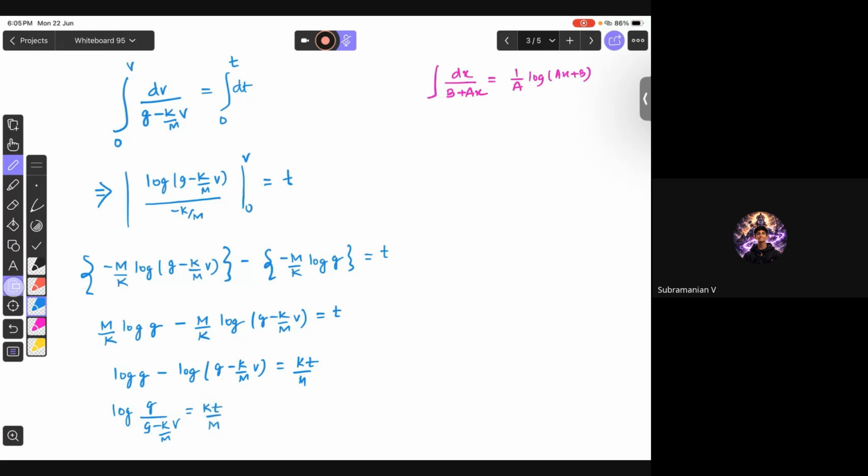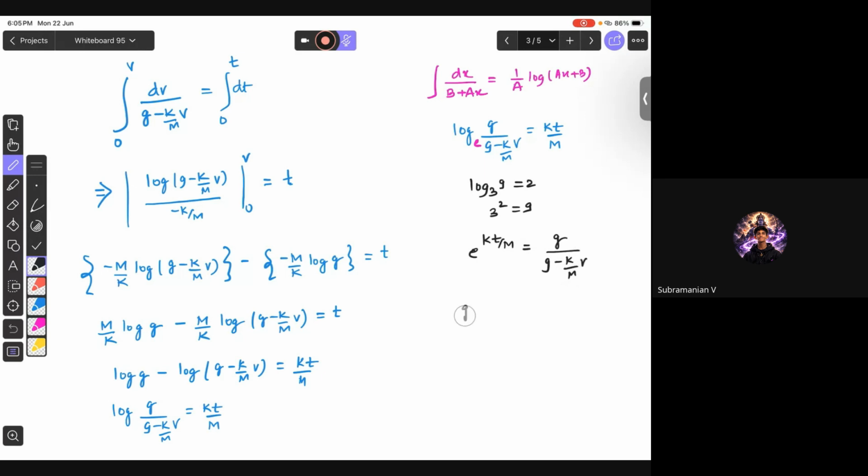What log here really do I have? Log whose base is e, no? So here I have a log whose base is e. So now we'll use that result. That log 3 squared was what? 2. We can write 3 square as 9. So same thing I will do here. e to the power kt by m will be equal to g by g minus k by m into v.